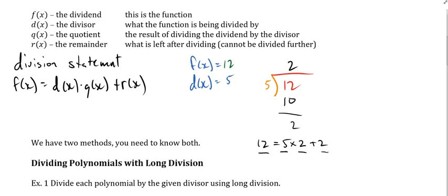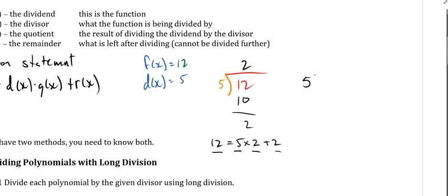I'm going to try to do an even more interesting example here, where I'm going to divide 5 again into 122. Holy cow. 5 goes into 12 two times. 2 times 5 is 10. 12 minus 10 is 2.